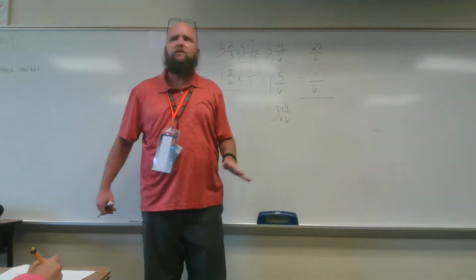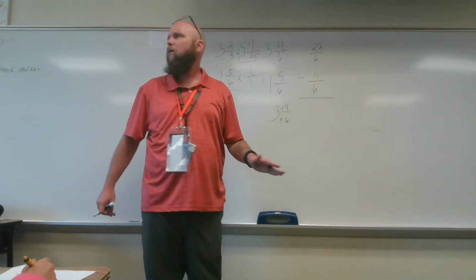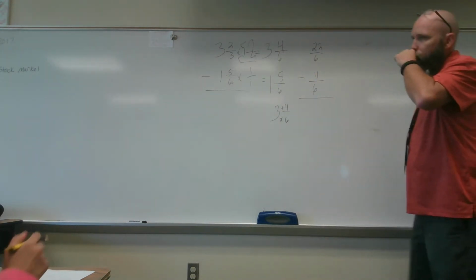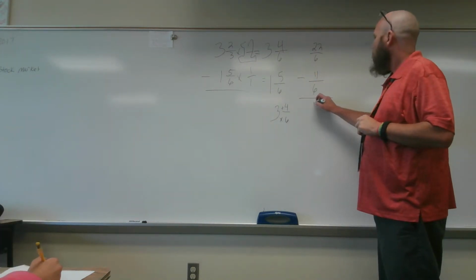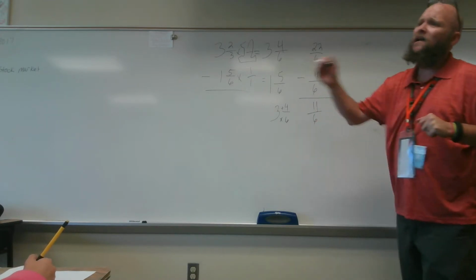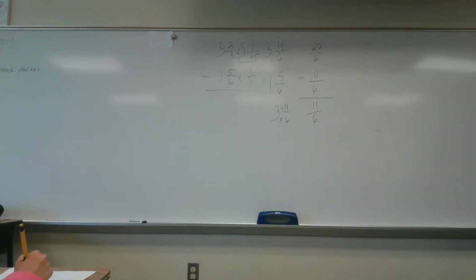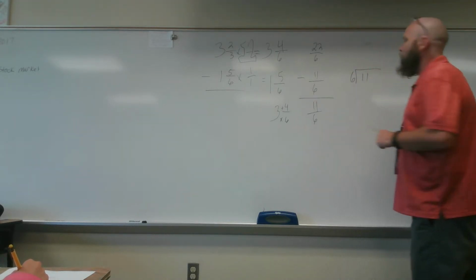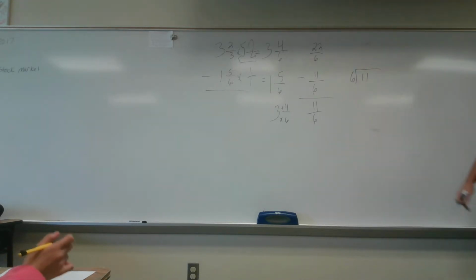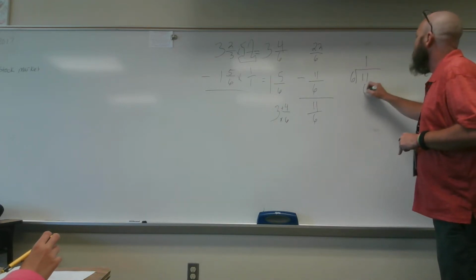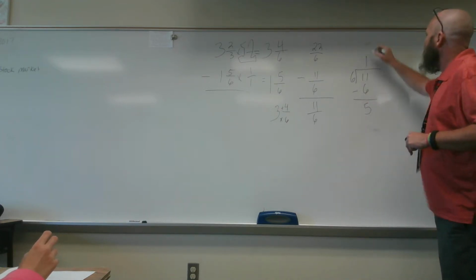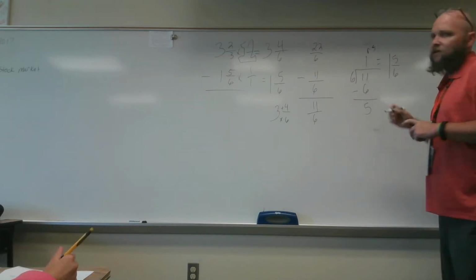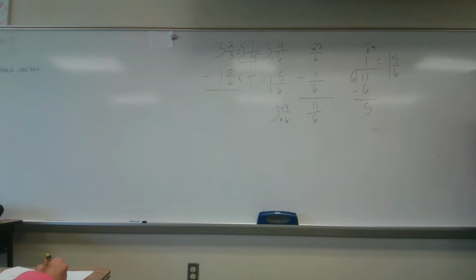Taylor, what's 22 subtract 11? Good. So we have 11/6. What kind of fraction is this, Taylor? It is an improper fraction. So 6 is going to go into 11 how many times, Taylor? Once. Excellent. And I get a remainder of 5. So my answer should be 1 and 5/6, which is which letter? B.